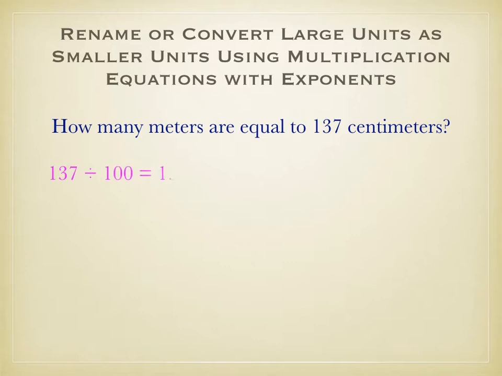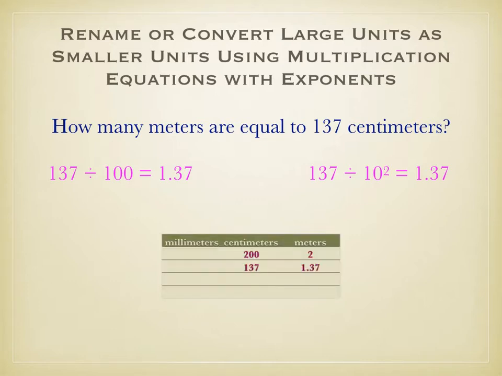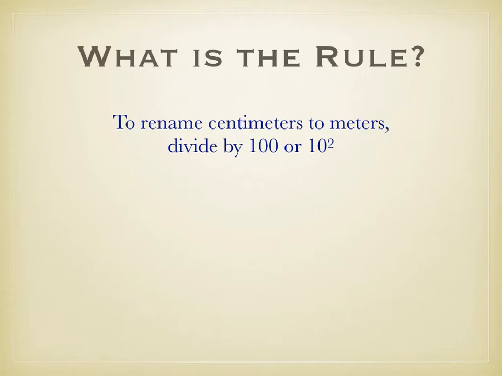So we would do 137 divided by 100 equals 1 37/100. Rewriting that with an exponent, we would do 137 divided by 10 to the second power equals 1 37/100. So let's add that to our chart. 137 centimeters equals 1 37/100 of a meter. So our rule here is to rename centimeters to meters, we divide by 100 or 10 to the second power.